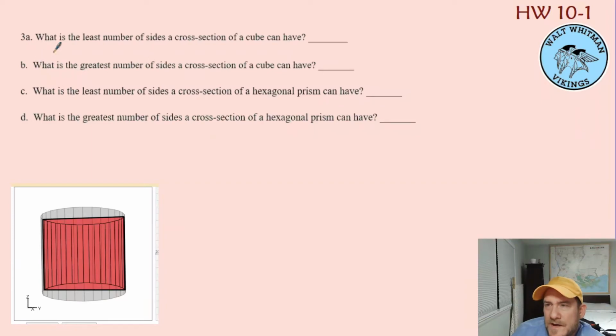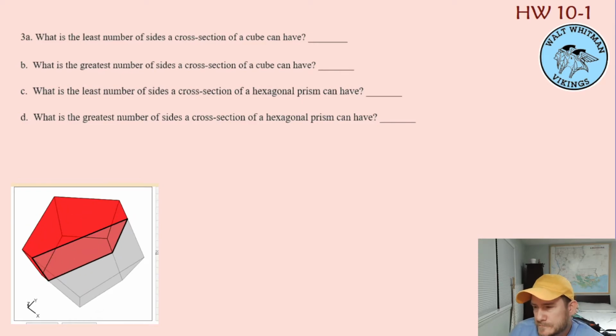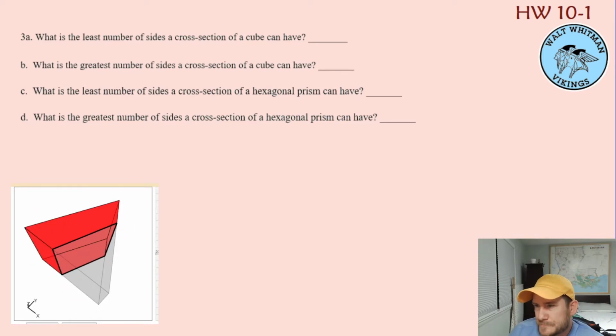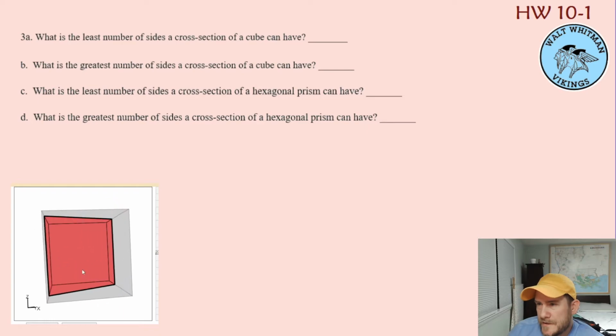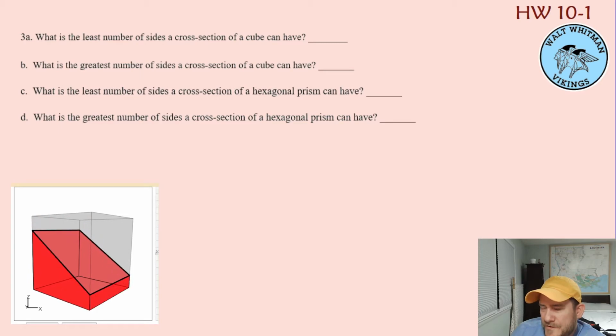Now this says, what is the least number of sides that a cross section of a cube can have? So we'll make a cube. There you go, there's your cube. And it says, what's the least number? So I feel like I could get the least number of sides by tilting this on a pretty sharp angle, rotating it towards the corner, and then moving it up and down.